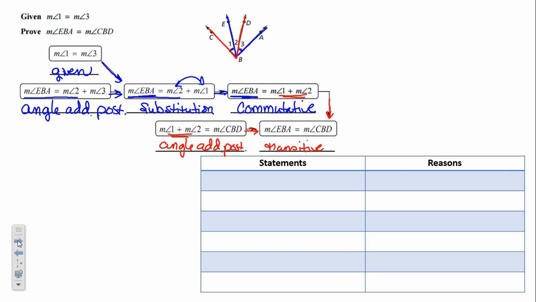Always first step, given. That's points on your test. You can do nothing else. Don't leave those blank. Okay? You can do more than that, I'm sure. But that's always a start. Okay? Next step then, they said, well, let's do the measure of angle EBA is the measure of angle 2 plus the measure of angle 3. That is by angle addition.